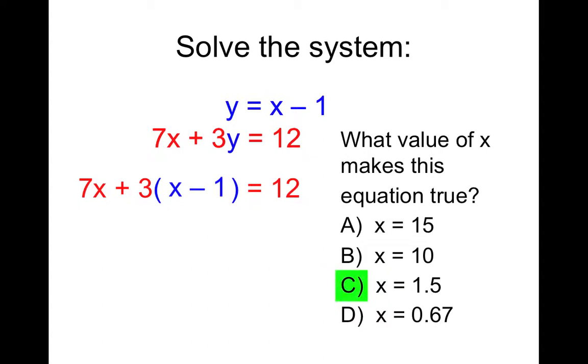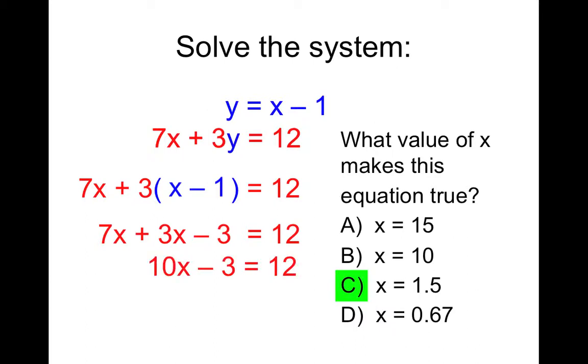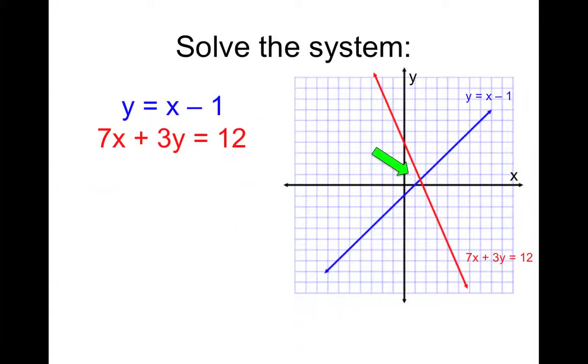You should have gotten 1.5. First we'll distribute the 3, combine the 7x and the 3x, add 3 to both sides, and then divide both sides by 10. 15 divided by 10 is 1.5, or if you wrote it as 3 halves as a reduced fraction, that would be correct also. So what do we have so far? We know that the x-coordinate of this point we just found out is 1.5.